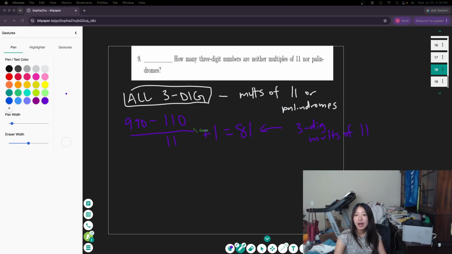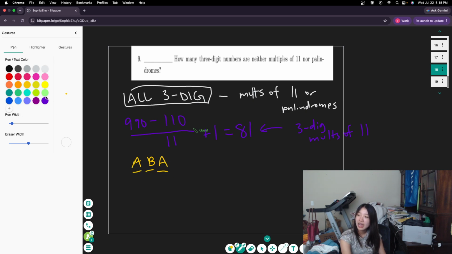Then I want to count how many 3-digit palindromes there are. And if we think about palindromes, we know they must be in the form of ABA. And we know that there's 9 options for A, because it can be 1 through 9, and then there's 10 options for B, because now it can be 0 through 9. So this gets us 90 palindromes that are 3 digits.